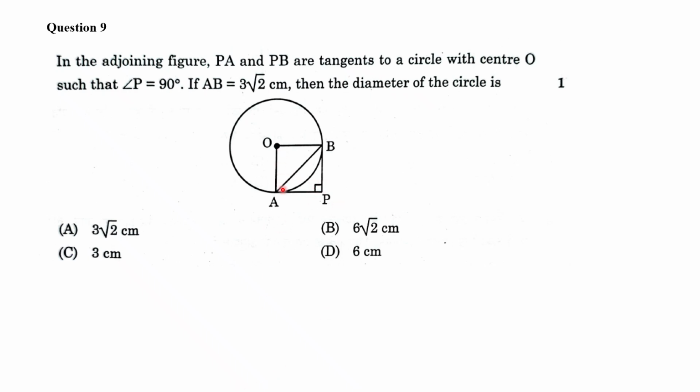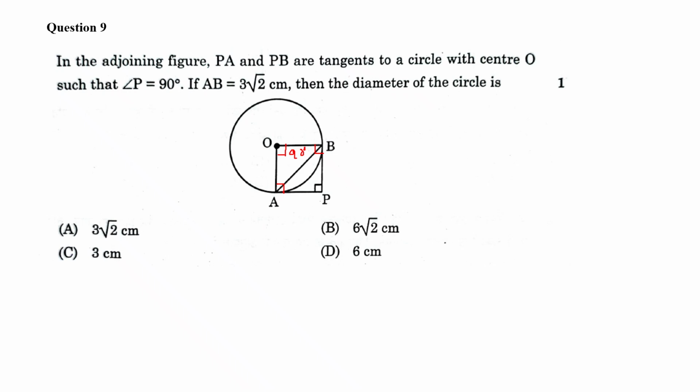OA will also be perpendicular to the tangent, because the radius is always perpendicular to the tangent. OB will also be perpendicular to BP. So here you can see three of the angles are 90 degrees. If you take this as a quadrilateral, at O also it should be 90 degrees, then only the sum of all four angles will be 360.